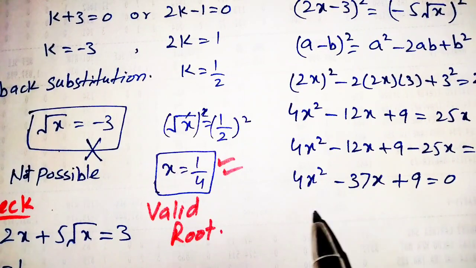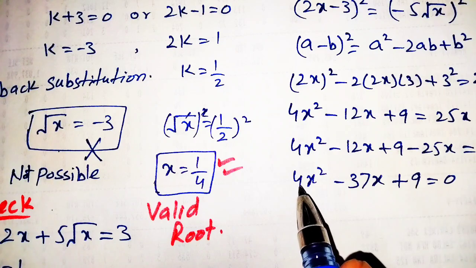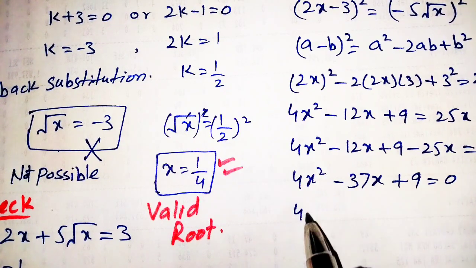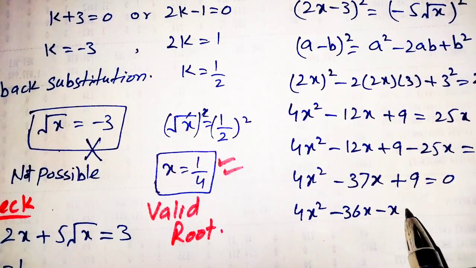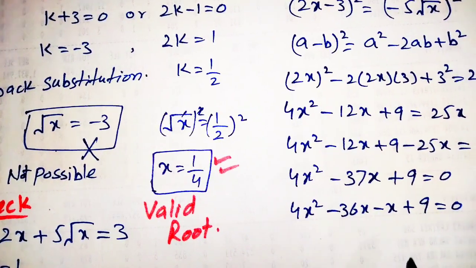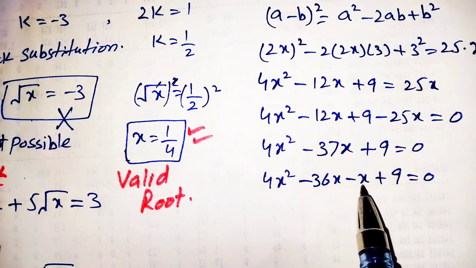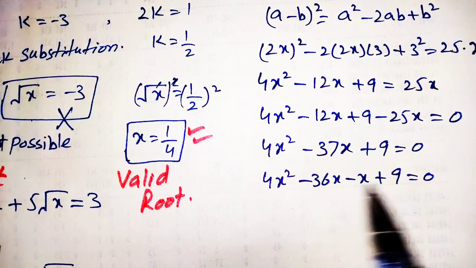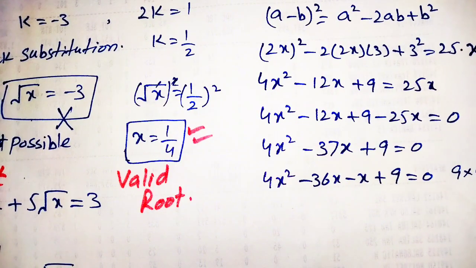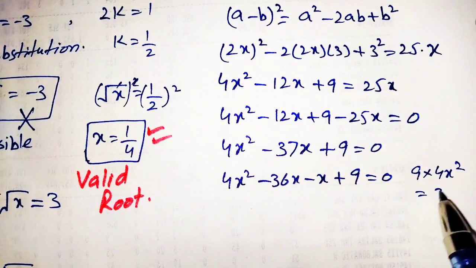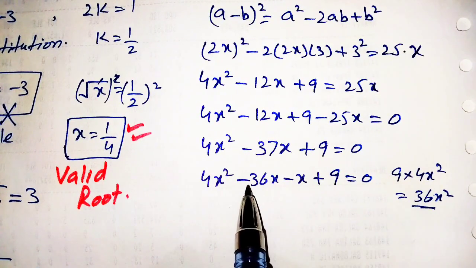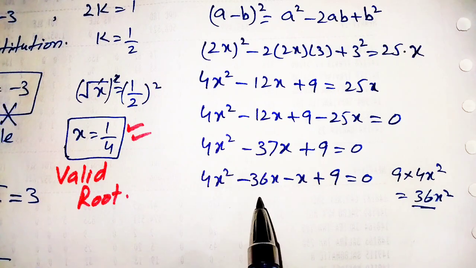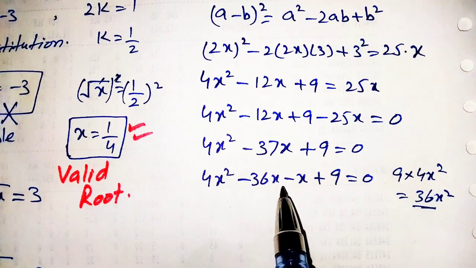So the product of these two terms having answer 36x square is 4x square times 9. From this we can write it as minus 36x minus x plus 9 is equal to 0. So these are the two terms. If we multiply these two, we will get 36x square, the product of 9 times 4x square, which is equal to 36x square. On multiplying these two terms, we will get this, and if we add these two terms, we will get minus 37x. So this is the right factor pair.